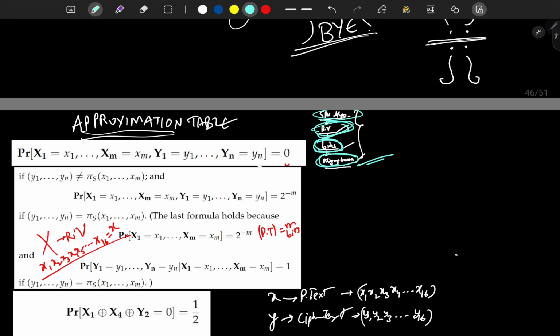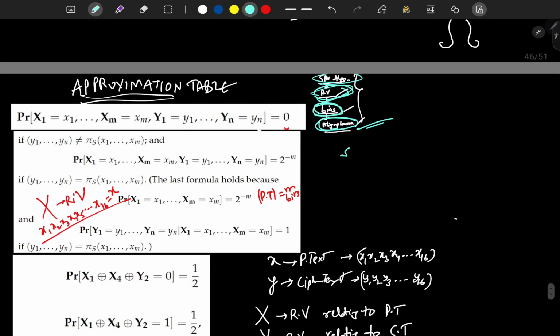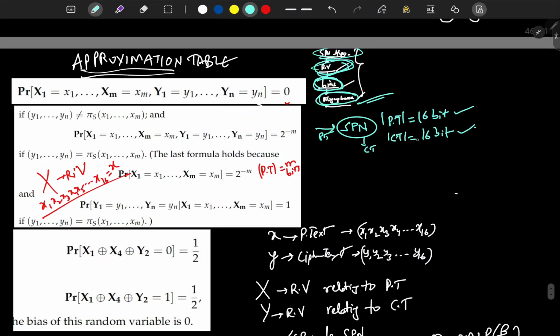Remember whatever we have taken in the last class: SPN. What is the size of the plain text? It is 16-bit. SPN is an algorithm: if you give plain text you will get the ciphertext. So how big is the ciphertext? Again 16-bit. Here we have done SPN with 4 rounds.